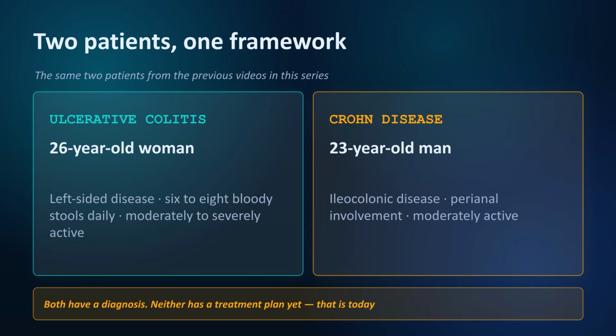We are going to use the same two patients from the previous videos. The first is our 26-year-old woman with left-sided ulcerative colitis, 6 to 8 bloody stools a day, moderately to severely active. The second is our 23-year-old man with ileocolonic Crohn disease, and importantly, he has perianal involvement, moderately active. Both of them now have a firm diagnosis. Neither of them has a treatment plan yet. That is exactly where this video starts, and we will come back to both of them at the end. Both are treatment naive, so we get to choose from the whole ladder.